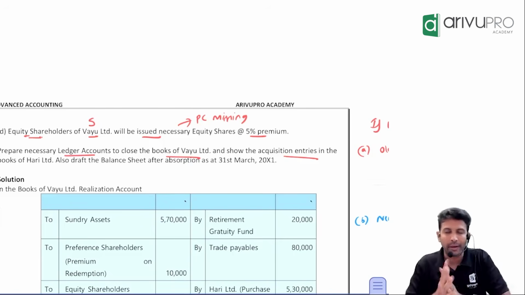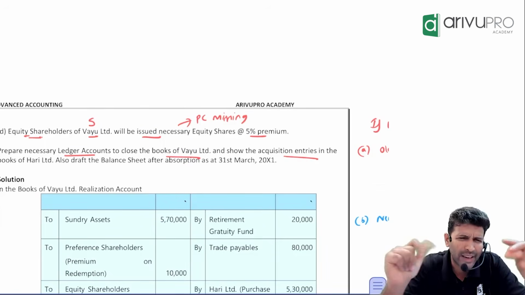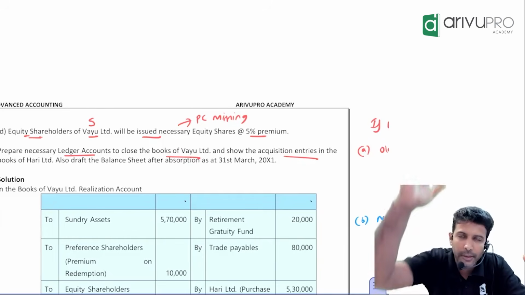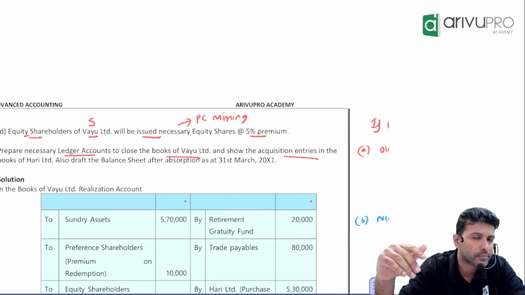Okay. One by one. Which method? Quickly tell. Which method? All of you, full attention. Which method? Purchase method. Purchase method ke steps, quickly tell me.